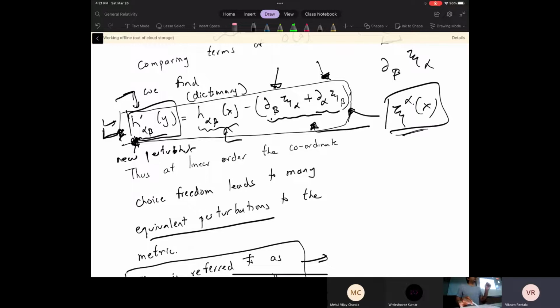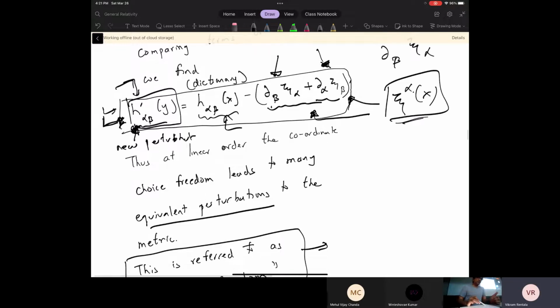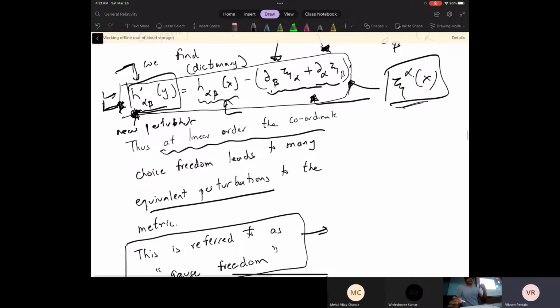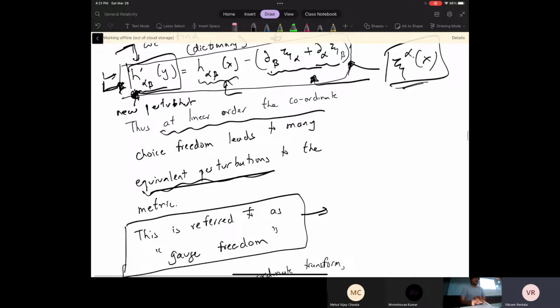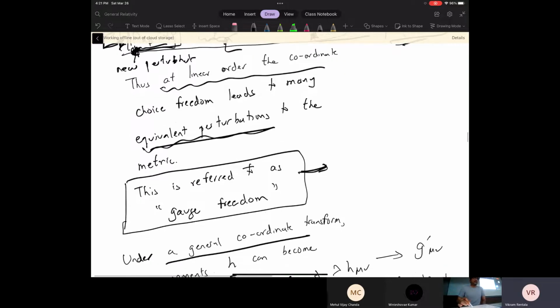Now this change is only valid as long as the change in our coordinates is small. The change in our coordinates had to be order lambda for this equation to be valid. If we make a large coordinate transformation, then this perturbation will not be valid. So our coordinate transformation also has to be perturbative. If it is, then at linear order in the coordinate choice freedom, we have many equivalent perturbations. Each h prime alpha beta is related to the old h alpha beta by this extra shift. And this freedom is called gauge freedom.